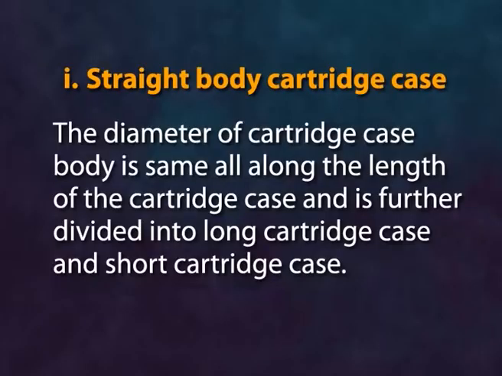First is the straight body cartridge case. In this type, the diameter of cartridge case body is same all along the length of the cartridge case and is further divided into long cartridge case and short cartridge case. Long cartridge case is commonly used in shotgun, whereas short cartridge case is used in revolvers or pistols.